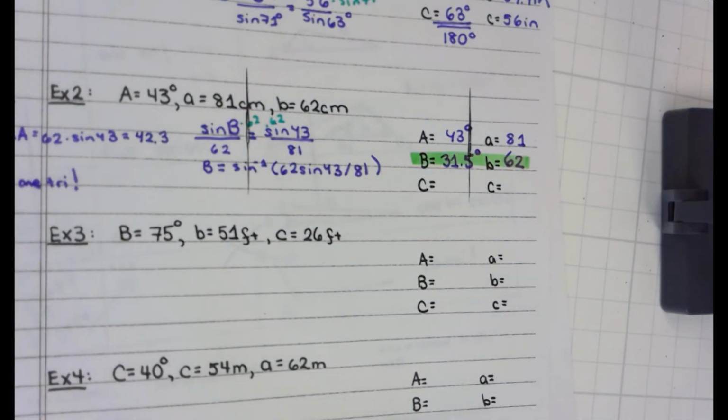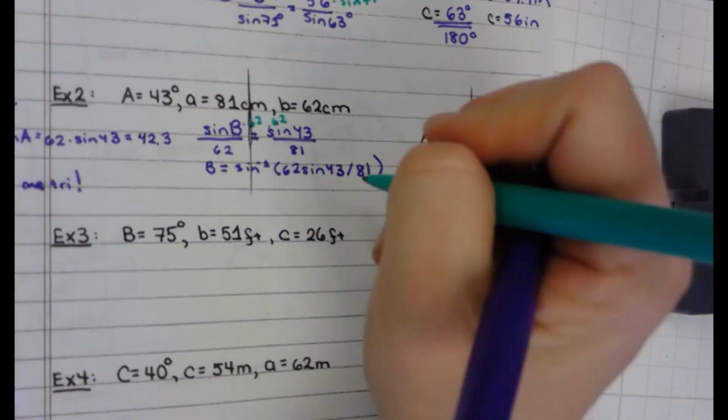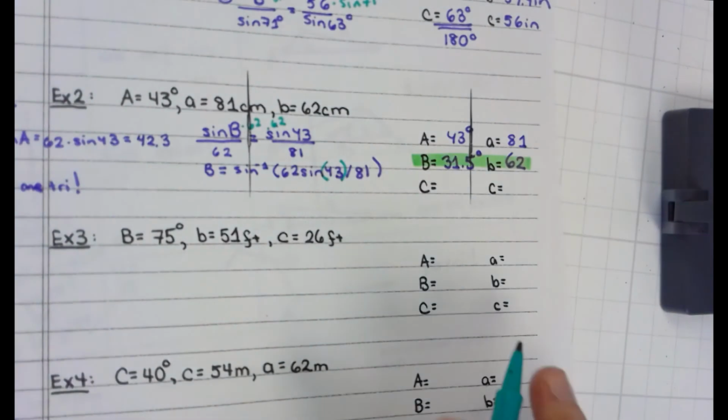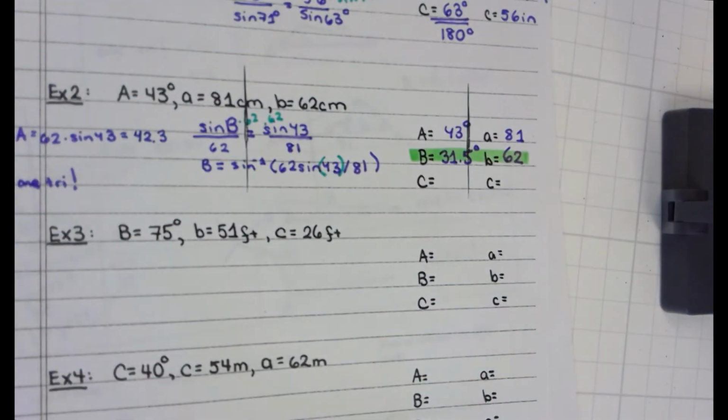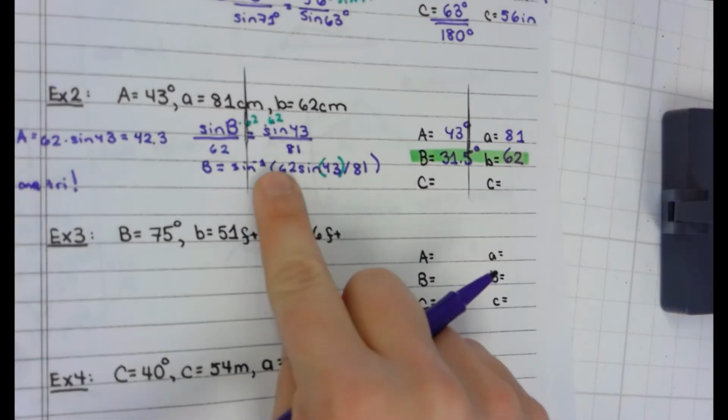I got 31.5. William, look at your parentheses right now. Do you have sine inverse? Parenthesis should say 62 sine of 43 around the 43. Close off the parenthesis. And then divide by 81. So in your calculator, it will probably pop up parentheses right here. Wait, did you multiply by 62 also? I did, right here. Oh, okay.